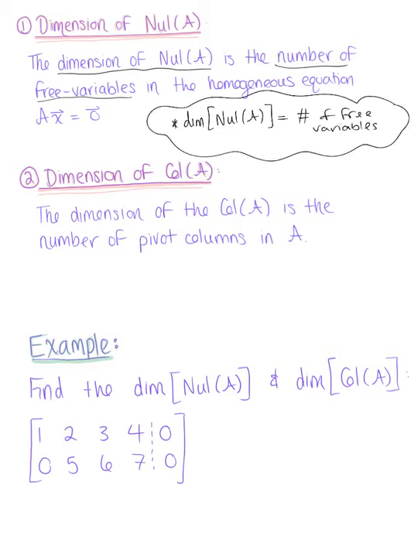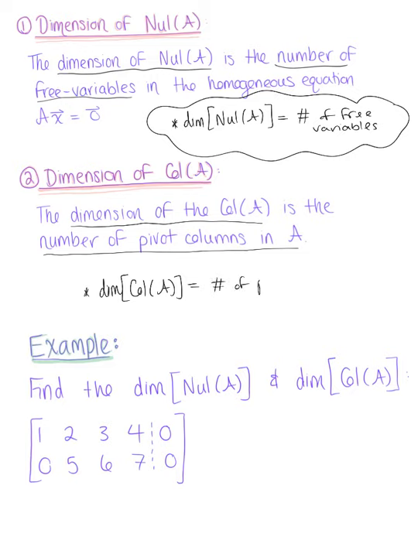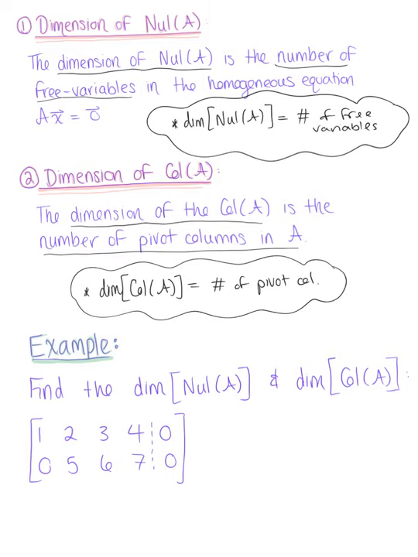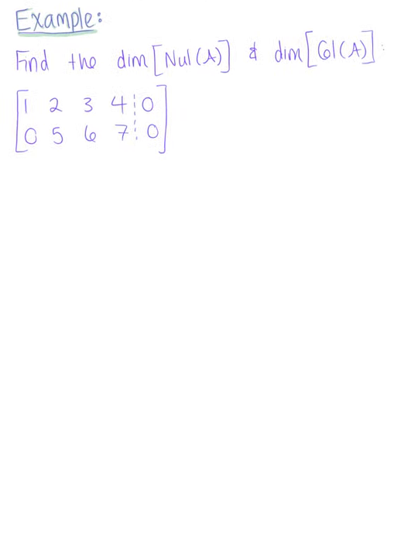And looking at the dimension of the column space, we see that the dimension of the column space of matrix A is simply the number of pivot columns in A. So the dimension of the column space of a matrix is equal to the number of pivot columns. Keeping these two definitions in mind, let's take a peek at this example.